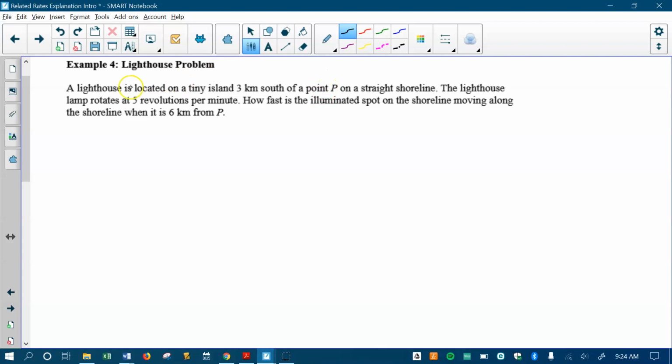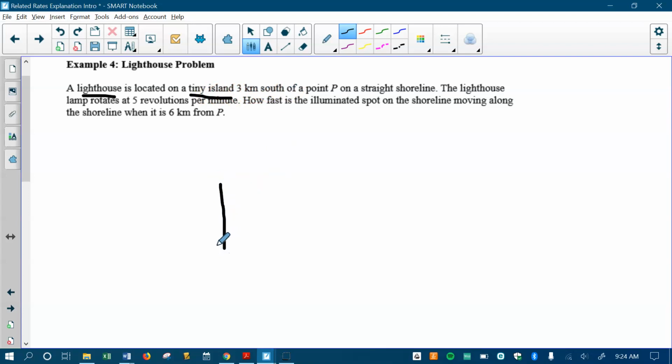But I'm going to go ahead and say, let's just unpack this and imagine that this is the first time we're seeing it. A lighthouse is located, so we have a lighthouse. That's a variable. It's located on a tiny island. Okay, so we have two locations then. We have a lighthouse, we have an island, and the island is 3 kilometers south. So what I'm doing is I'm trying to actually just understand what this problem is saying. It says the island is 3 kilometers south of a point P.